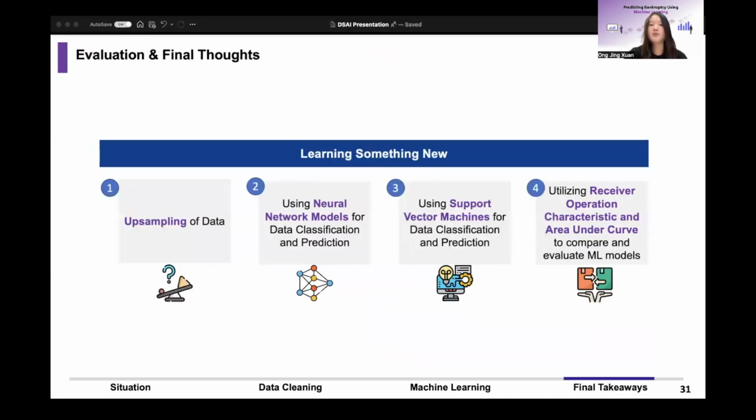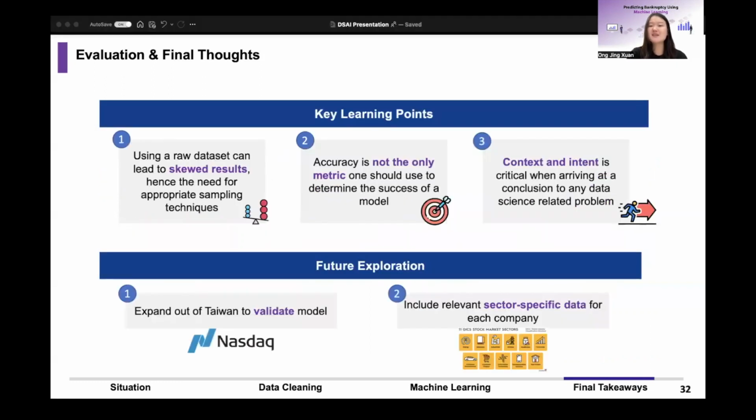Through this project, we used several technologies that were not taught in the course itself to ensure a holistic and proper evaluation of our dataset. This included upsampling of our data, using neural network models and support vector machines for data classification and prediction, and utilizing the receiver operating characteristic, also known as ROC, and its area under curve to compare and evaluate the performance of machine learning models.